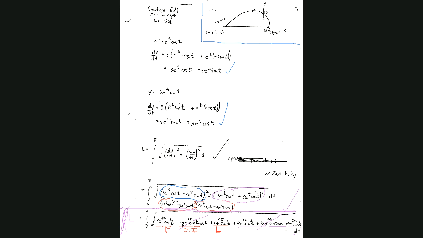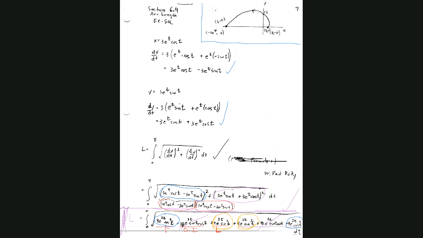What about this 9e^(2t) cos² t? We can combine it with this last term, 9e^(2t) cos² t. That would give us 18e^(2t) cos² t. That's right, Tina, they add up. And also, this term here, 9e^(2t) sin² t, will add with 9e^(2t) sin² t here. Those terms add up.